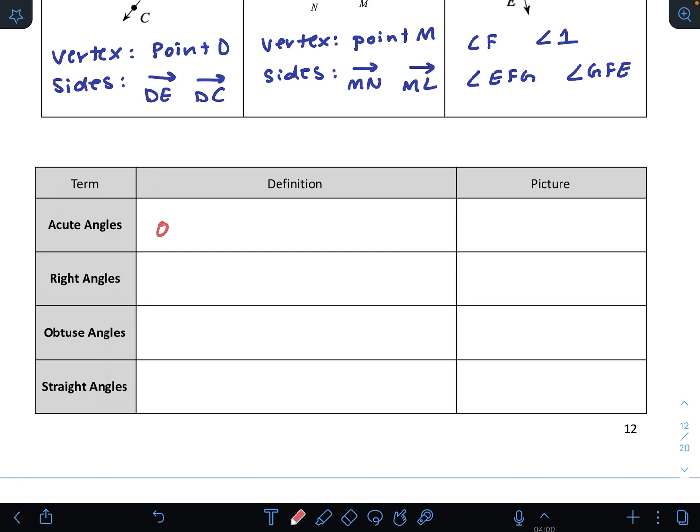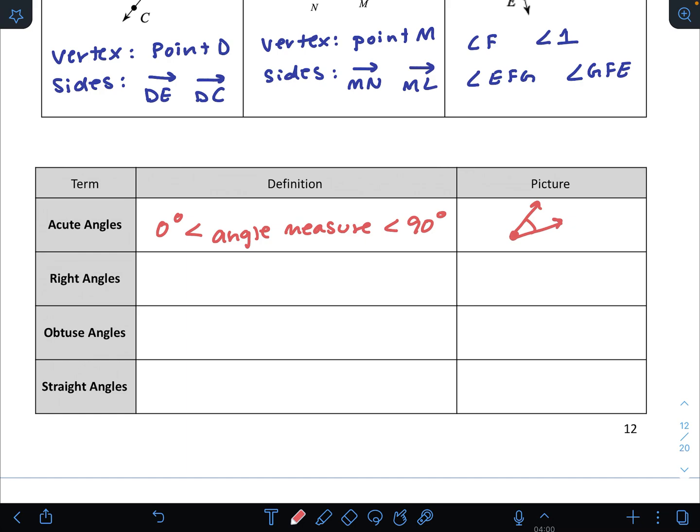So here's how I'm going to write this. 0 degrees is less than an angle measure, and the angle measure is less than 90 degrees. So if the angle measure is between 0 and 90, we would call that an acute angle. And acute angles are smaller than 90-degree angles, and they typically look like an A. So if I turned that angle on its side, it looks like a capital A, which is one of the easiest ways to remember what an acute angle is.